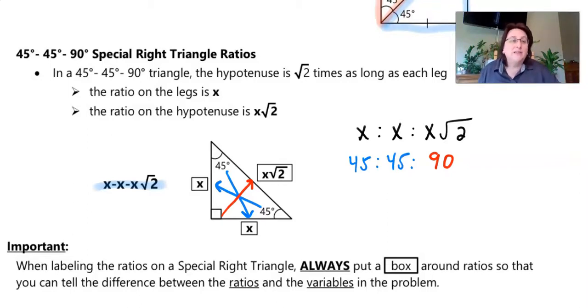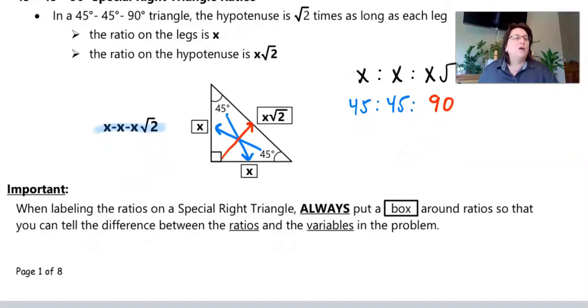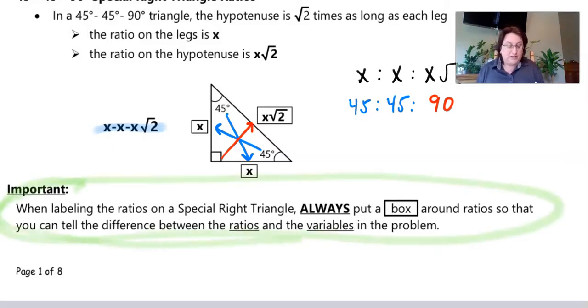You will hear all of your other geometry teachers say this. Very, very important, ladies and gentlemen: when labeling your ratios, and yes, you must label your ratios, always put a box around the ratios. That way you can tell the difference between the ratio and the variables. You're going to see the further we get into trigonometry that this makes a difference.